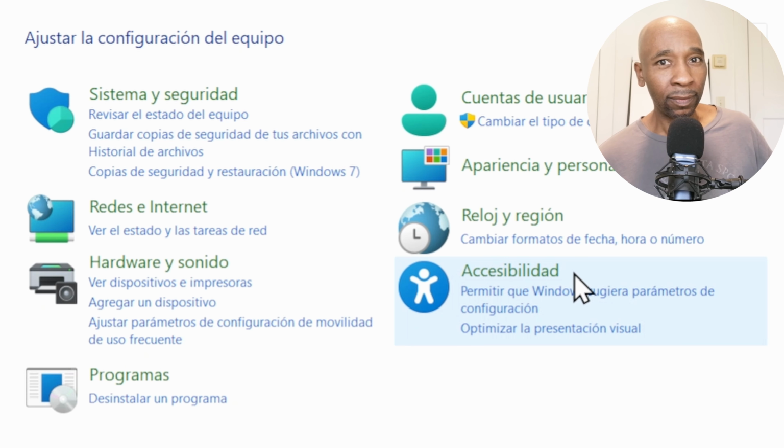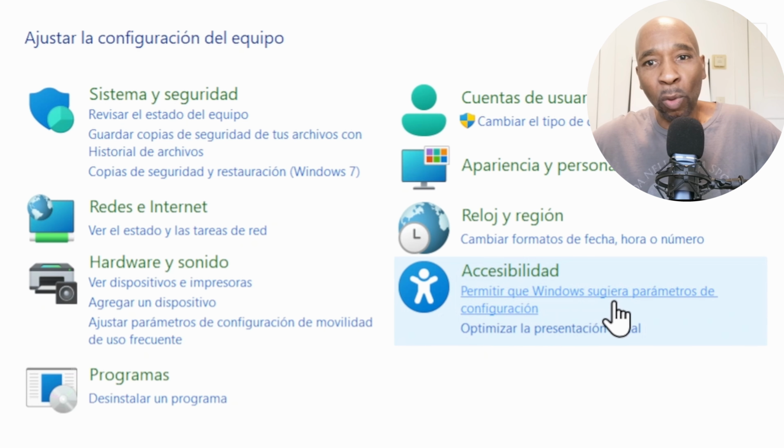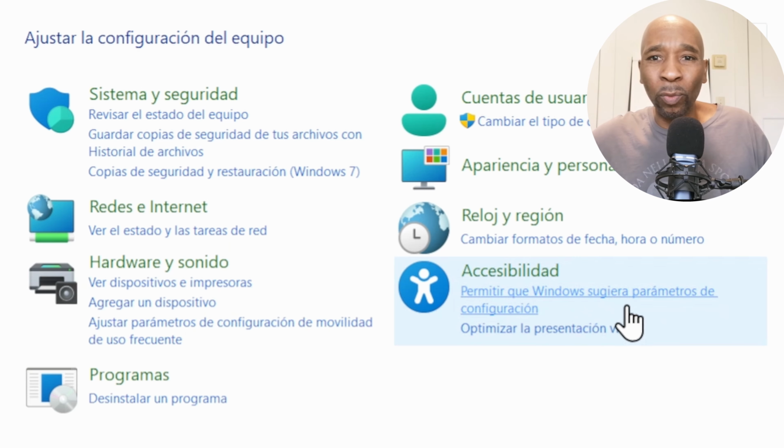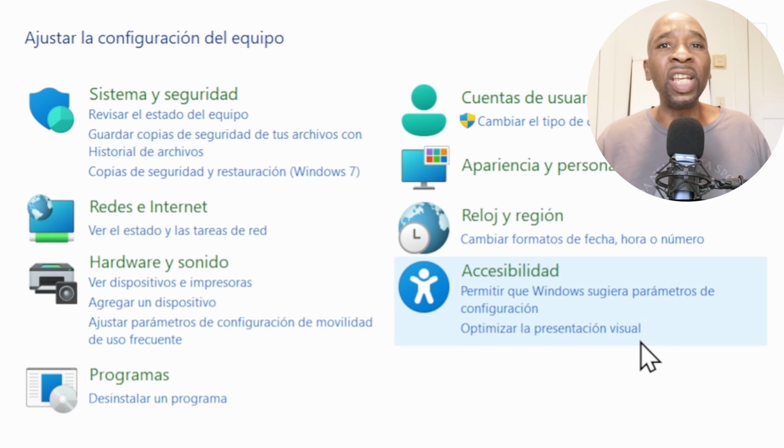There you go. And it says, permitir que Windows sugiera parámetros de configuración. Optimizar la presentación visual. Okay? So basically permit Windows to suggest configuration parameters and optimize the visual presentation.